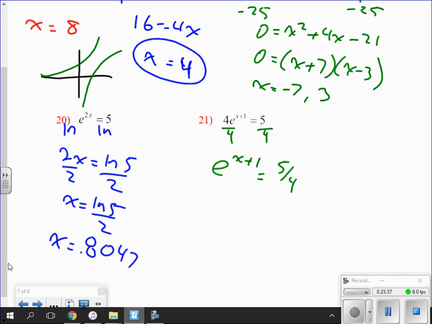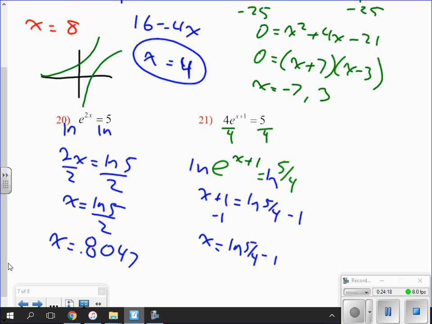So then we want to take the natural log of both sides. So ln of e to the x plus 1 is x plus 1, equal to the natural log of 5/4, and then subtract 1. So x equals the natural log of 5/4 minus 1. And this is another one you have to be careful what you're doing on your calculator. Take the natural log of 5/4 and then subtract 1. That's what I would do. I worked it out and left it like this. Okay.